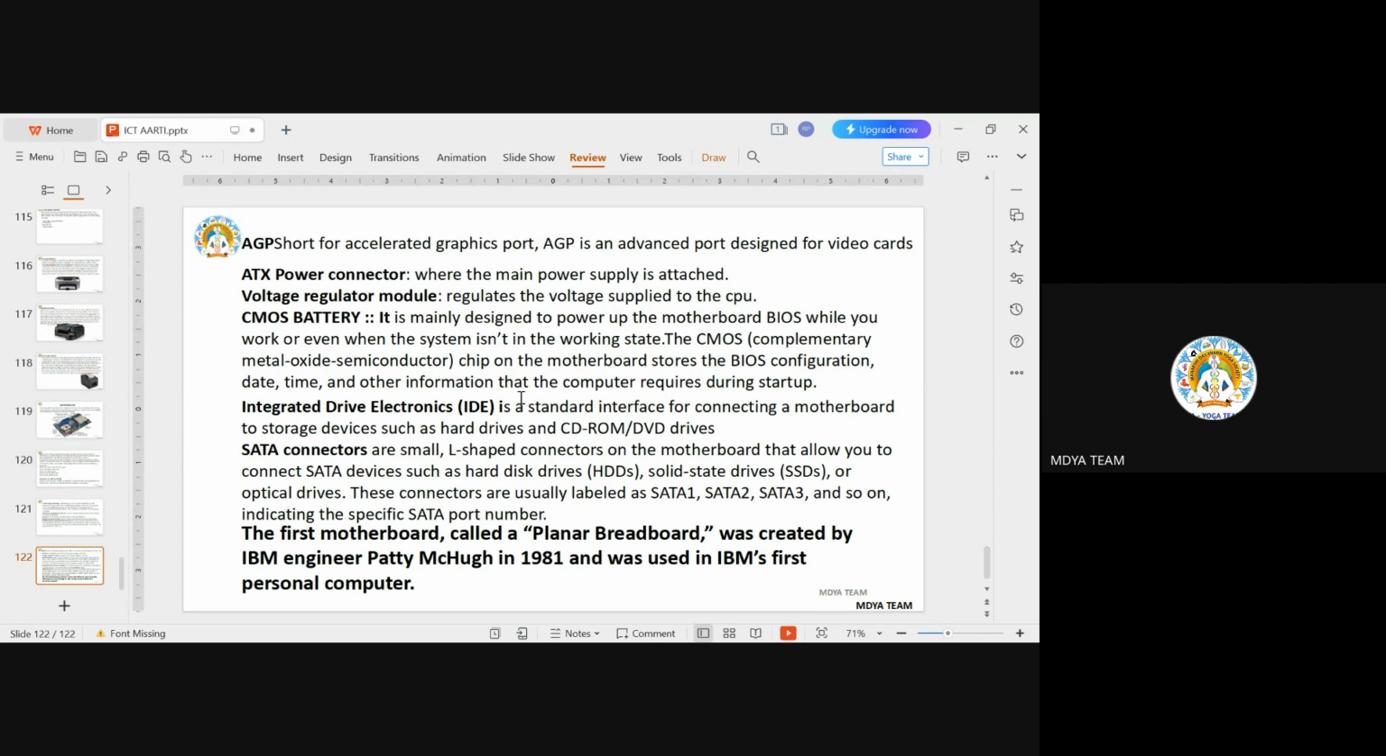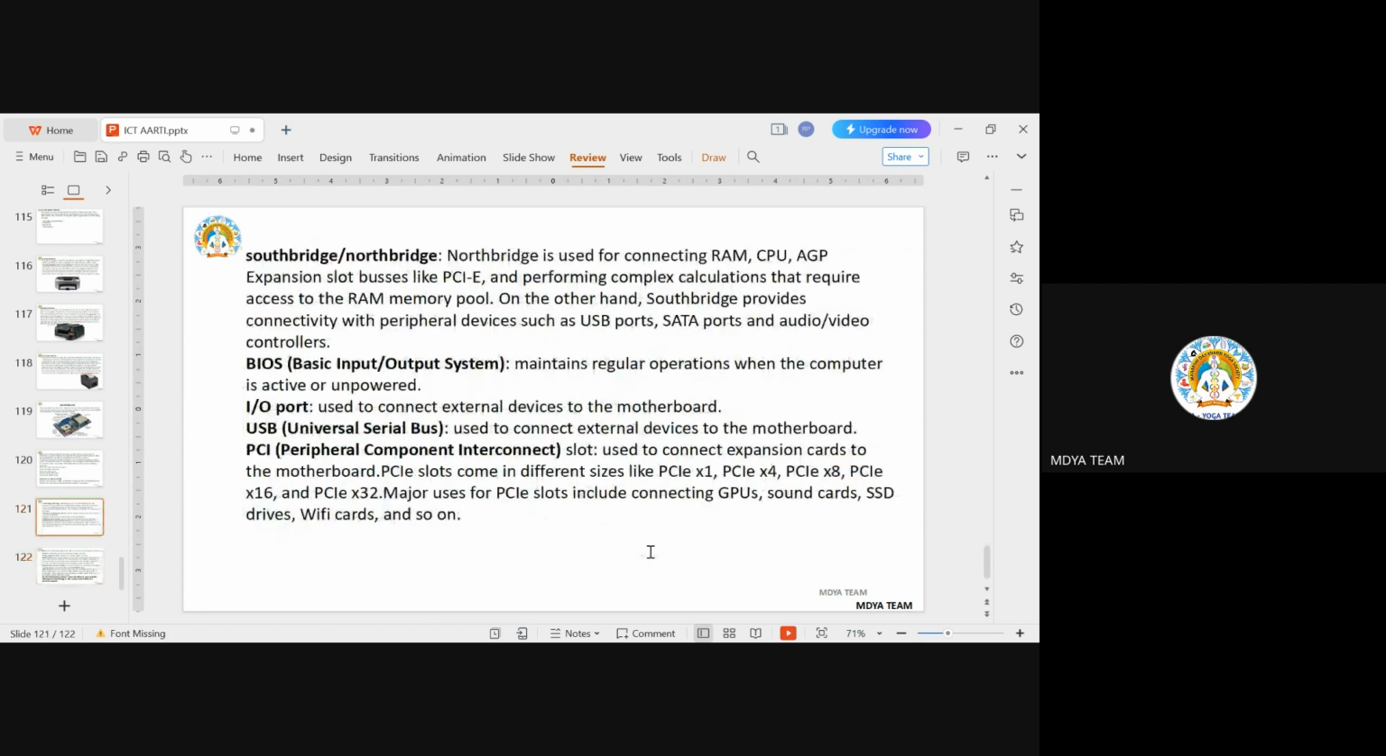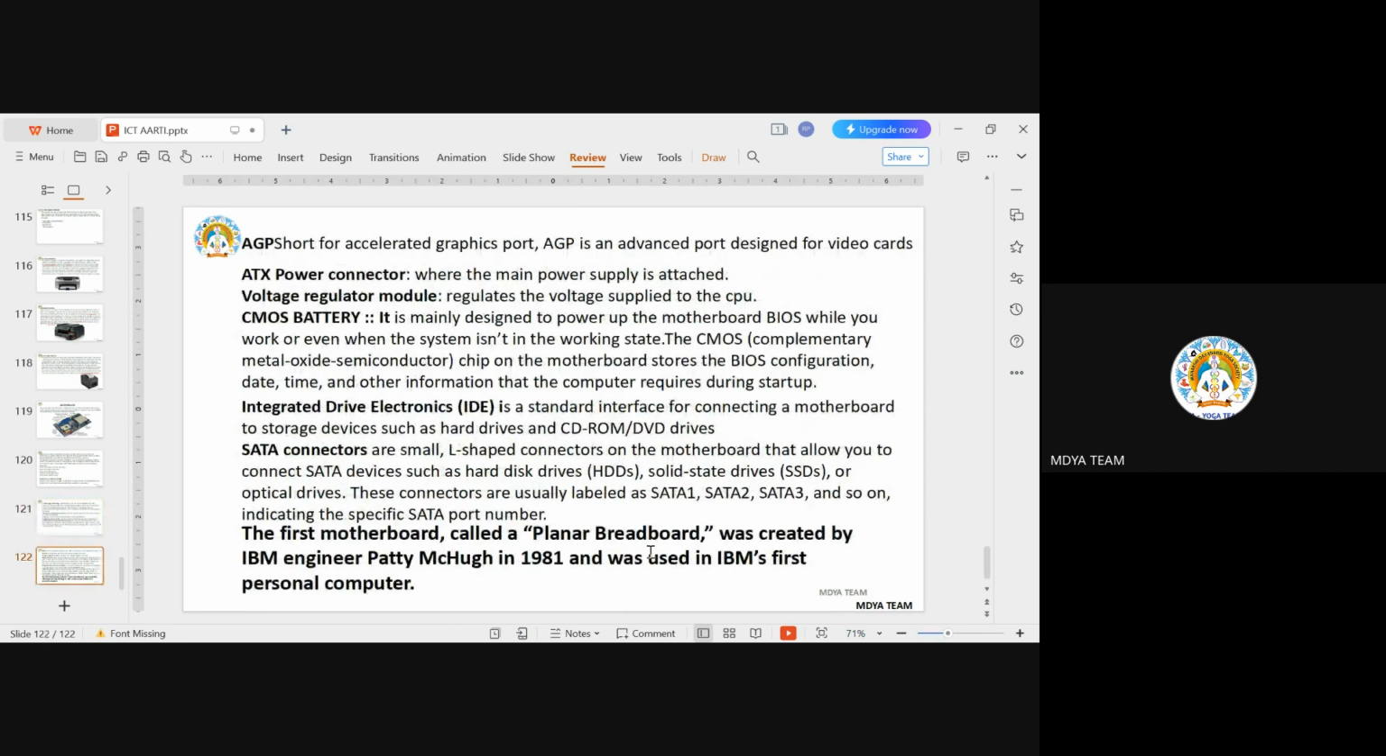In which computer was the motherboard used? IBM's first personal computer. Who invented it? Patty McHugh. In which year? 1981. What was the name of that motherboard? Planar breadboard. Got it? Yes. Now this is finished.